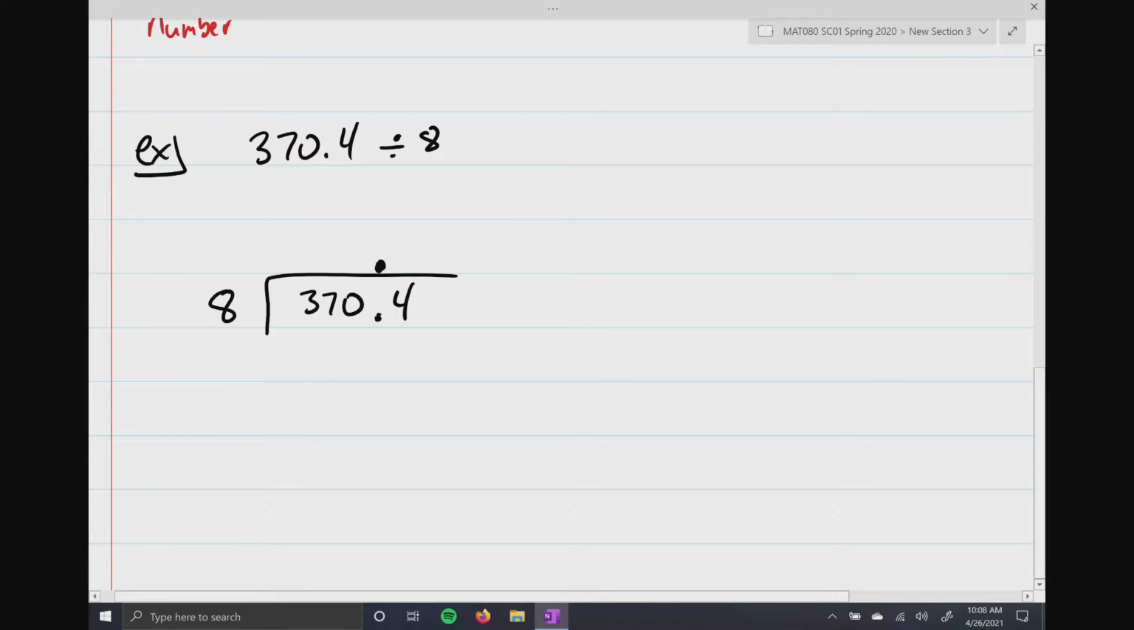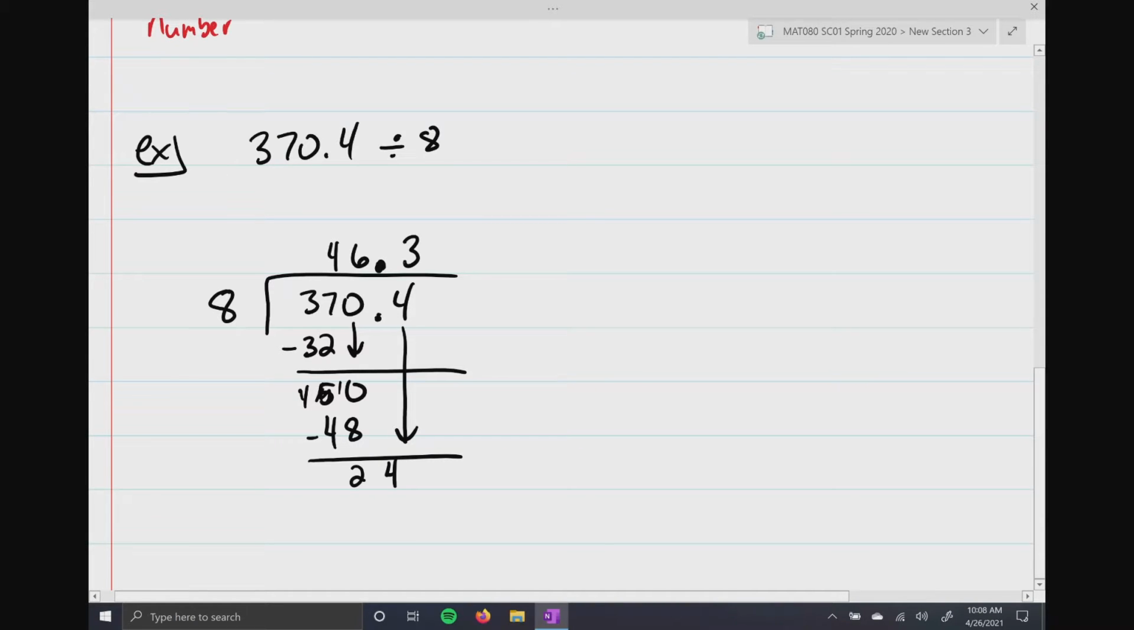8 goes into 37 4 times. Drop down my 0. 8 goes into 50 6 times. Let me see here. What's that going to be? 10 minus 8 is 2. Drop down the 4. 8 goes into 24 3 times. And that's it.